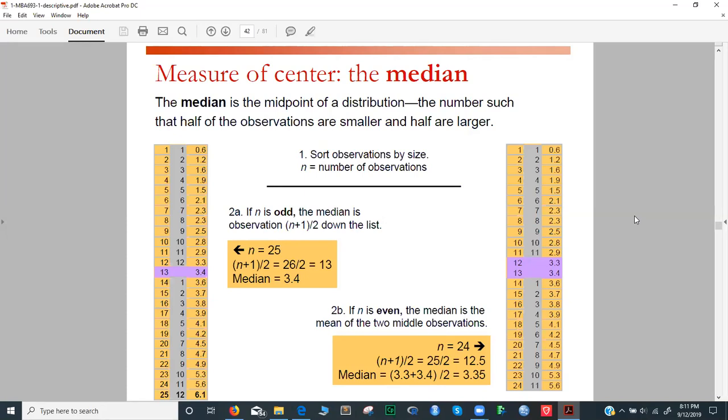On the right-hand side, a little bit more challenging, but same kind of thing. We have 24 data points. So what we do is we take the middle two and just take the average. Same kind of thing. Left-hand side is odd, we just take the middle one. The right-hand side, we take the two middle ones and divide by 2. Same thing.